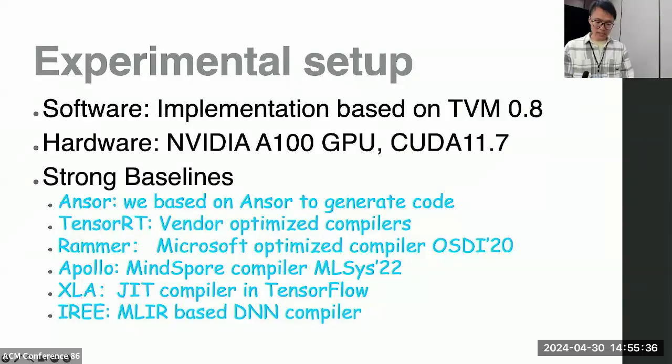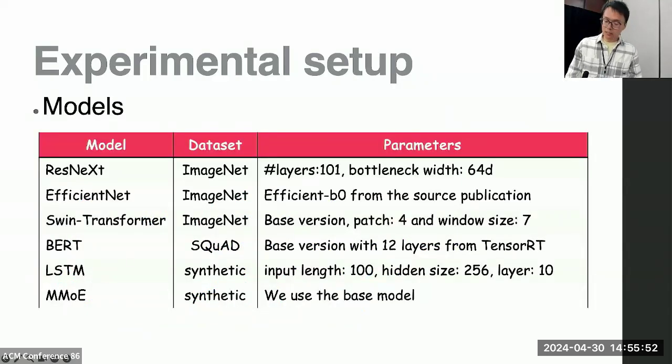Our evaluation platform is a GPU server with a 40 gigabyte NVIDIA A100 GPU, and we compare our compiler with strong baselines, including Ansor, TensorRT, Apollo, XLA, etc. And we also evaluated the compiler on 6 representative DNN workloads ranging from ResNeXt to BERT and LSTM.